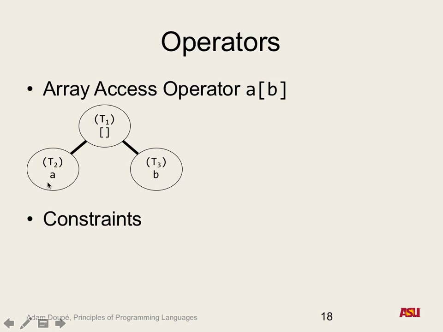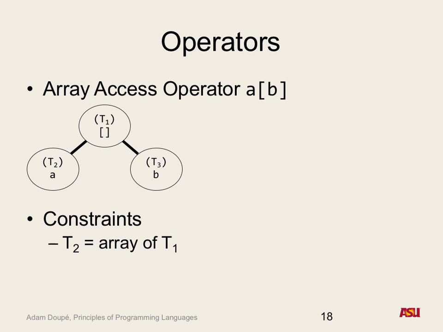So T2 has to be what? Can it be anything? Can it be a function? Can it be a structure? Has to be an array. An array of what? T1s, exactly, right? So T2 is an array of T1s, right?